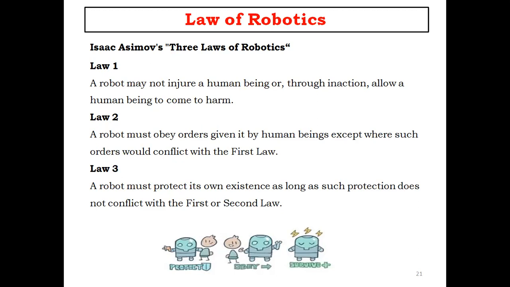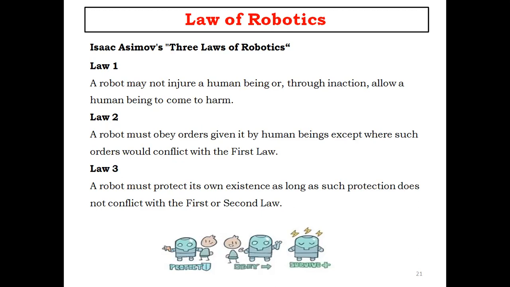Next, law 2: the robot must obey the orders given by the human being, except where such orders would conflict with the first law. That is, it should not injure the human being. So the robot must obey the orders given it by the human being. That is the second law.